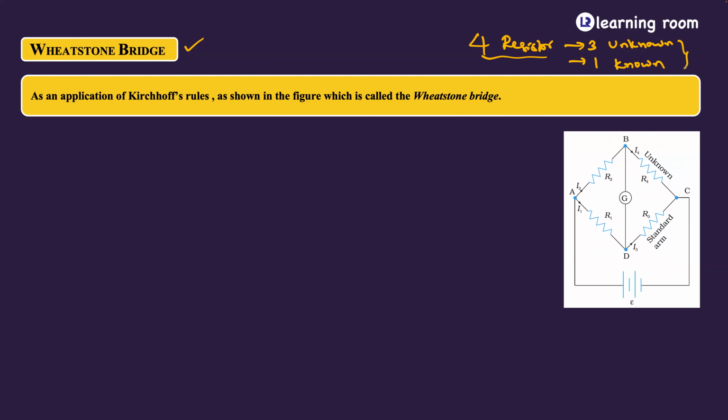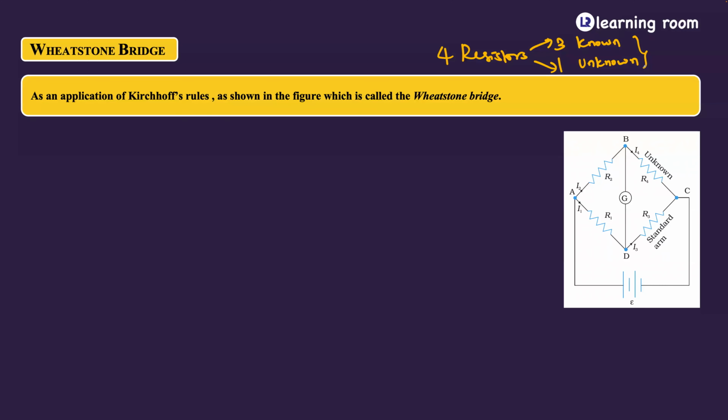Then you can find the, sorry, I'm extremely sorry. Correction. If I give you 4 resistors, out of which 3 are known and 1 is unknown, then you can find the unknown resistance value using the 3 known resistance values.